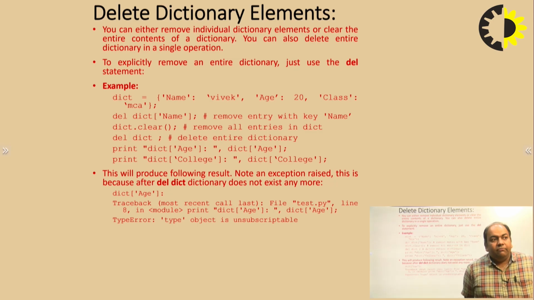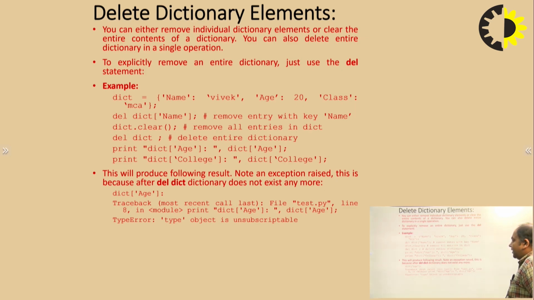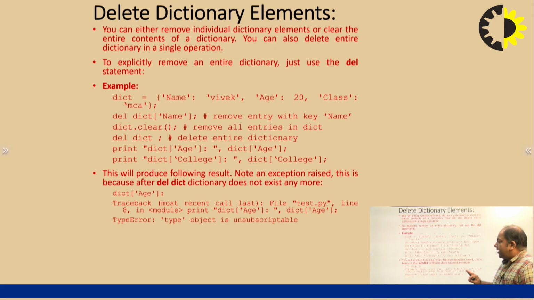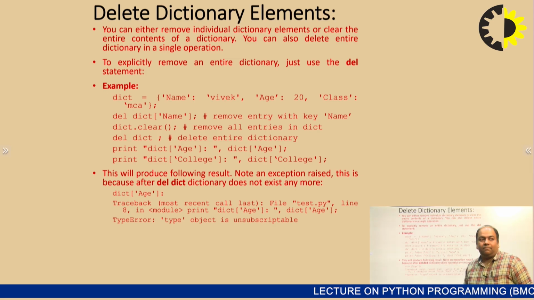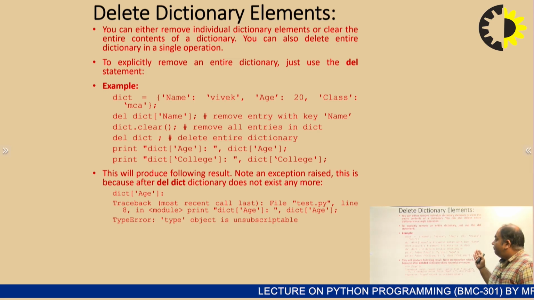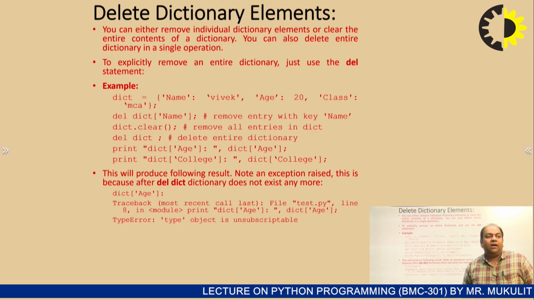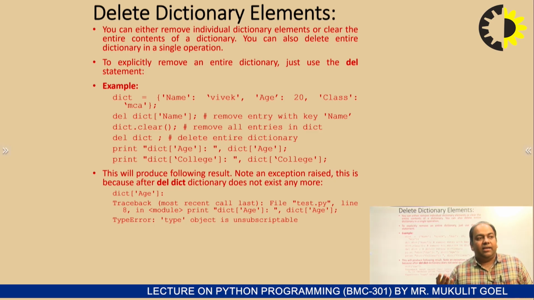For removing entries, we use 3-4 words. First is del. Del is for deleting the entry with a key name. Second is clear, which will remove all the entries in the dictionary. So the first thing, del DICT name, removes the entry which has the key name. So it will remove the entry name Vivek. DICT clear will delete all the entries from the dictionary, meaning name, age, class.